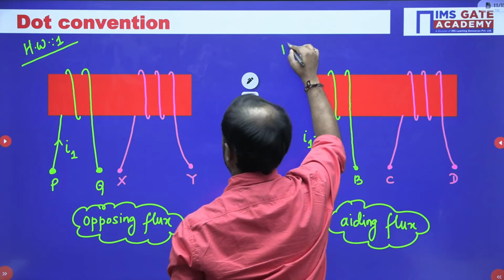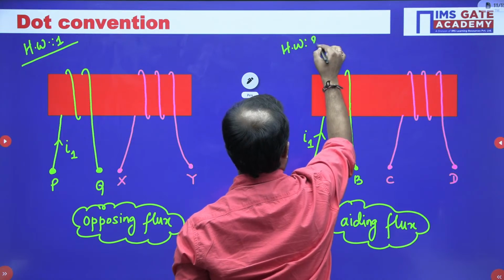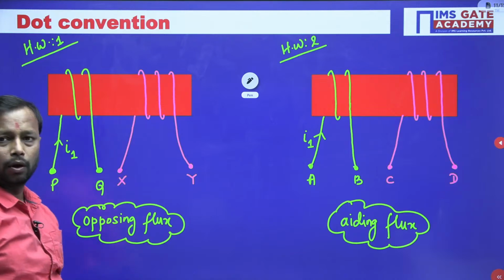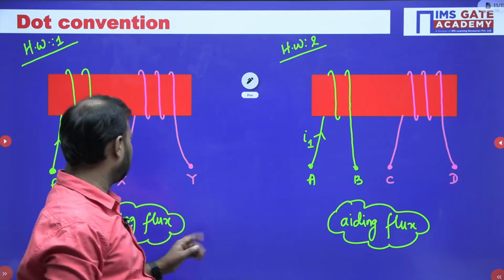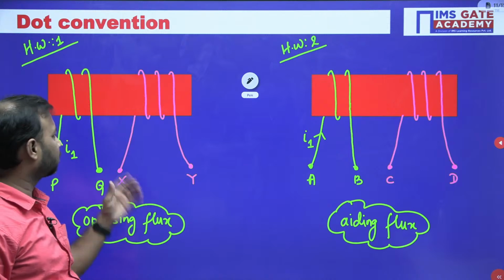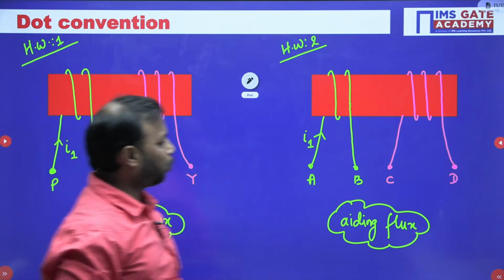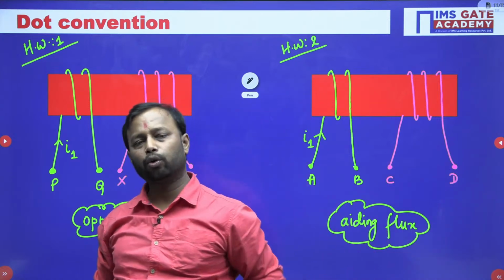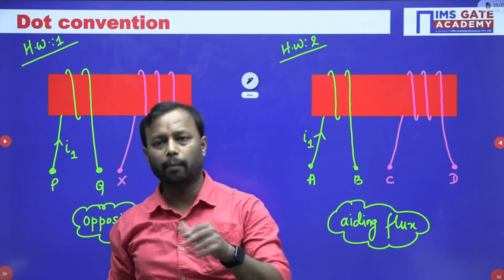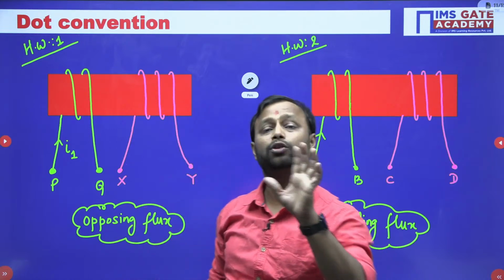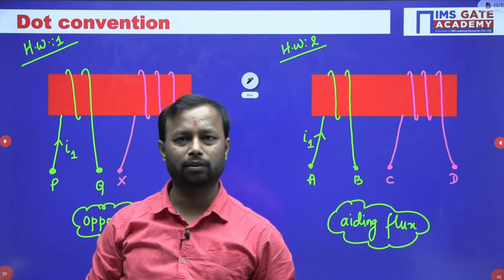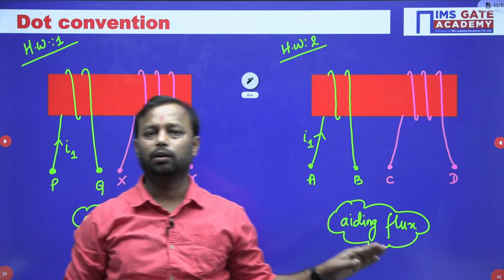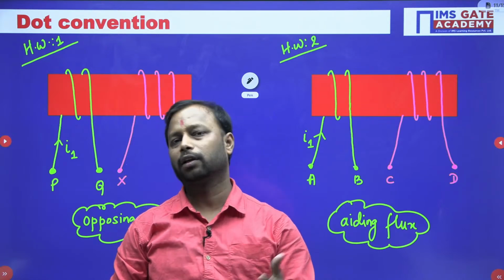This is homework question number 2. So what you need to find out over here is the polarity of X in the first question and polarity of D in the second question. Once this session is over, please do answer in the comment box. Whenever I have time, I will go through all the answers given by you.